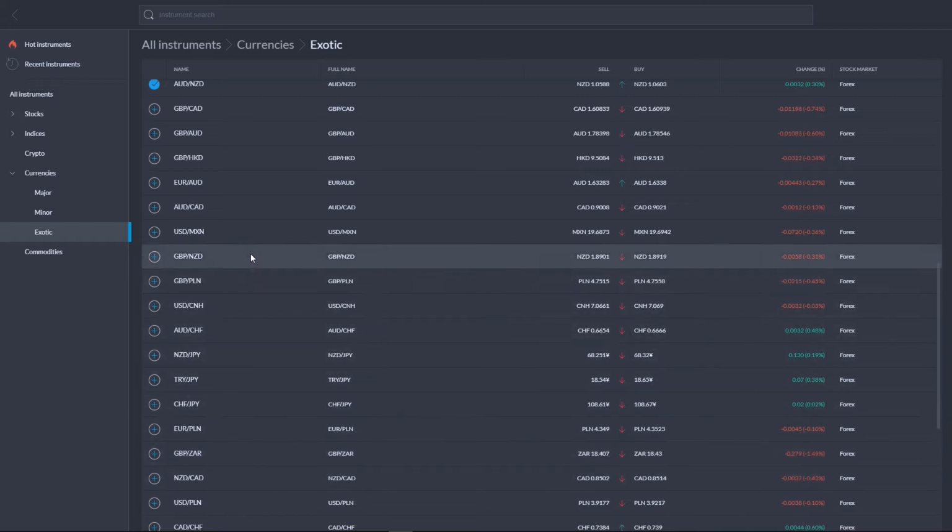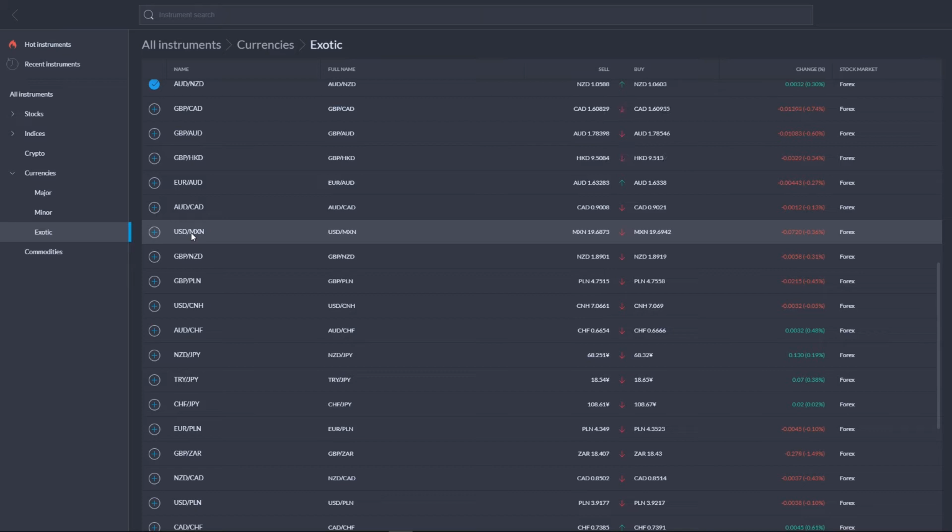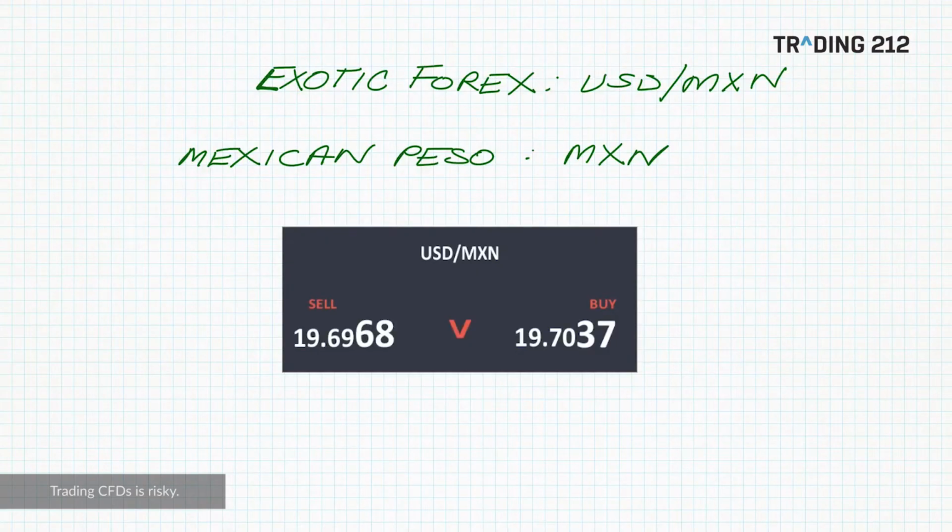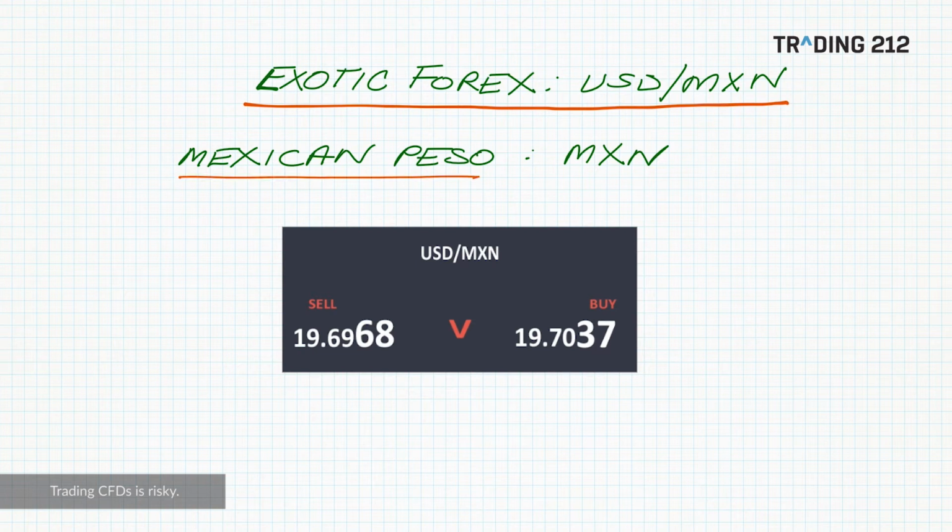One of the more important ones is the dollar against the Mexican peso, so let's just talk about that one quickly. So the exotic Forex pair we're going to focus on is the US dollar against the Mexican peso. As I said earlier, groupings are often more for convenience's sake than anything else. There isn't really a strict definition of an exotic. I myself would tend to lean towards saying an exotic Forex pair involves an emerging market currency. In this case, that's the Mexican peso, the 3-letter ISO code of which is MXN.